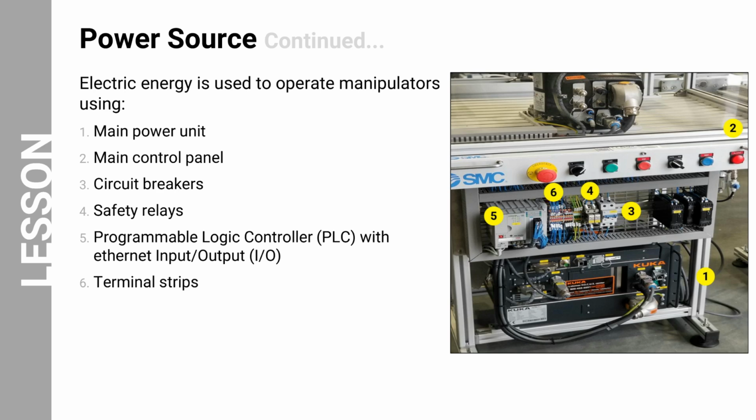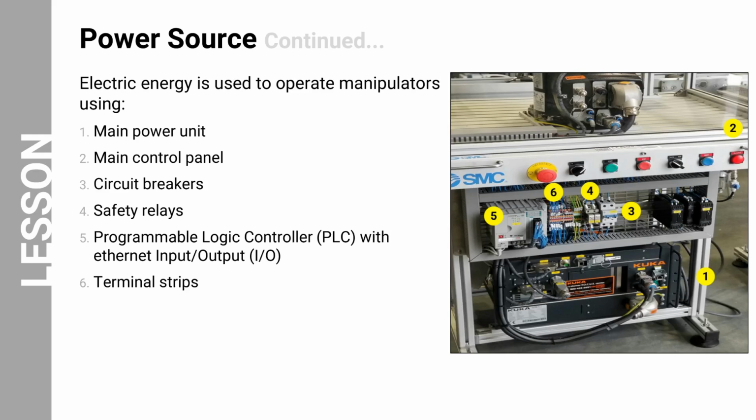Following this are circuit breakers and safety relays, depicted as numbers 3 and 4 in the image. These components, along with the user interface, provide automated safety measures. They automatically cut off power to protect the system during surges, malfunctions, or other unforeseen events. Maintenance personnel must reset these components manually.